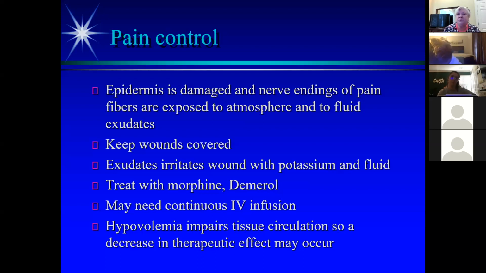Keeping the wounds covered will decrease the air going past the wound. This will also help with pain control. Other than the face, we typically cover the wounds. This will help with pain control.